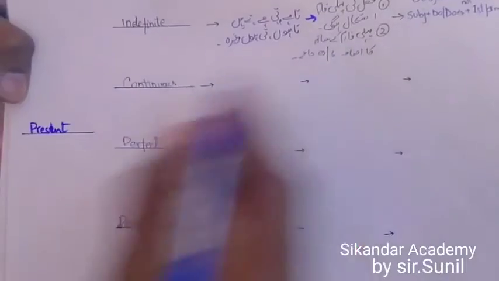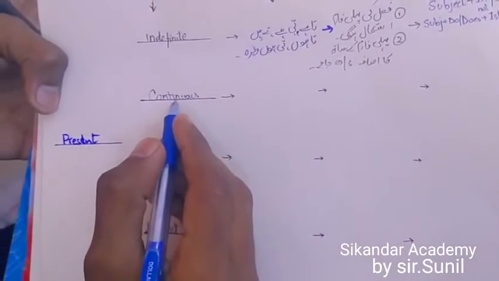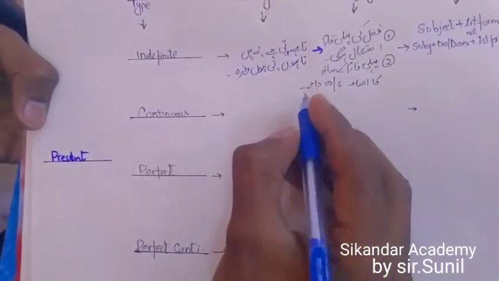Then object. Now the second type of our present tense is present continuous tense.